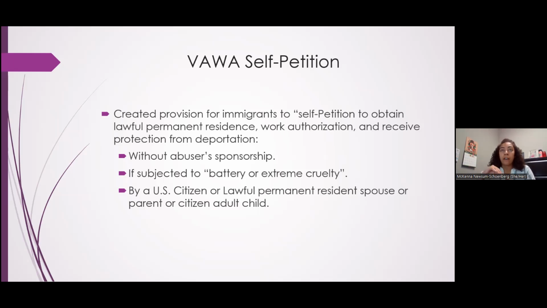There are a few different avenues that you can take. If you have a spouse who is a lawful permanent resident or citizen, and they were abusive to you, you can apply for VAWA. Also, if you have a parent who is a U.S. citizen or a resident, or if your child is a lawful permanent resident or a citizen and they're abusive to an undocumented parent, a person without documentation, they could also potentially apply for a VAWA. Now, the benefits of a VAWA petition.